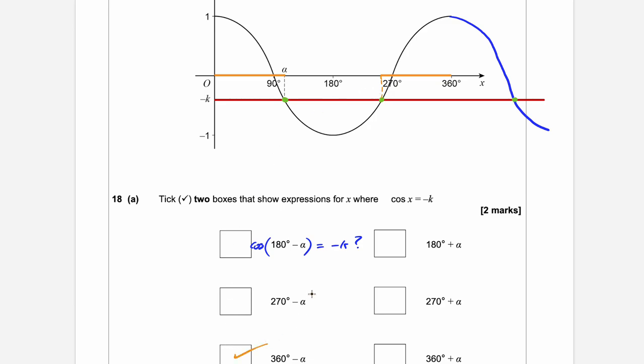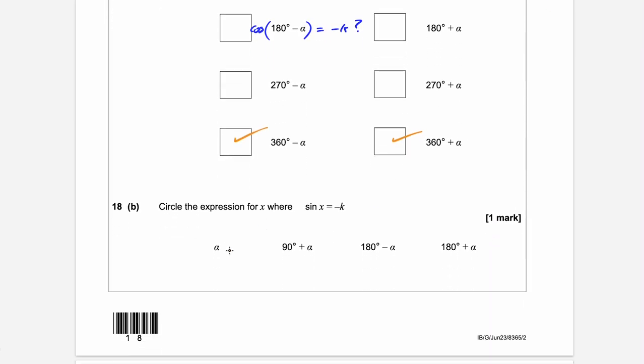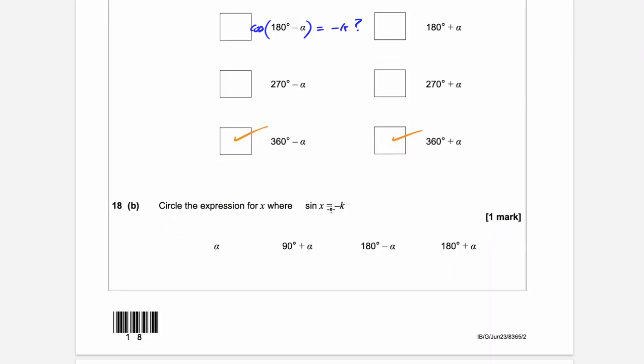So this one is good. And then this guy is going to be over here. Let me just draw a line at 360 so we know what's going on. This distance here is also alpha. So look, that distance is alpha, that distance is alpha, and that distance is alpha. So this is 360 plus alpha. Okay, so that's kind of confusing, guys. So 360 minus alpha and 360 plus alpha. Then he says, circle the expression for x where sine of x is equal to minus k.